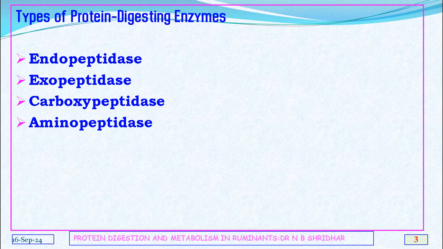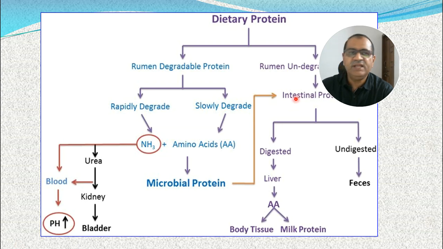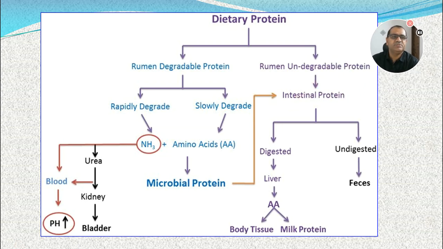Here we can see the different protein digesting enzymes. Number one, the endopeptidases. Another one is the exopeptidases. The third one is the carboxypeptidases. Then the aminopeptidases. These are the enzymes one needs to remember as far as protein digestion is concerned. Then coming to the next slide, this is the protein digestion mechanism, especially in the case of ruminants.